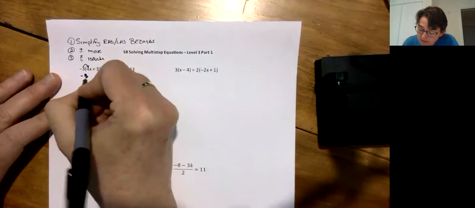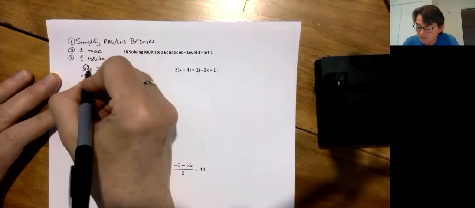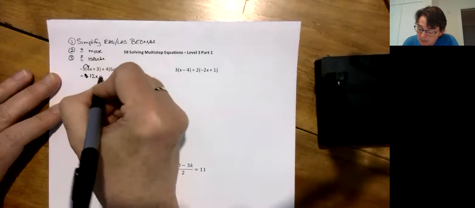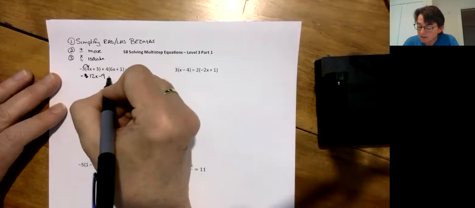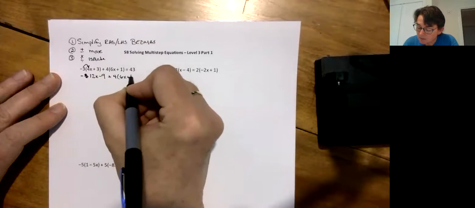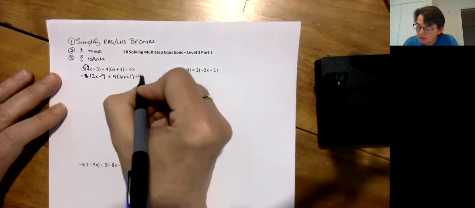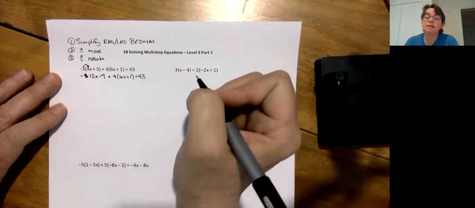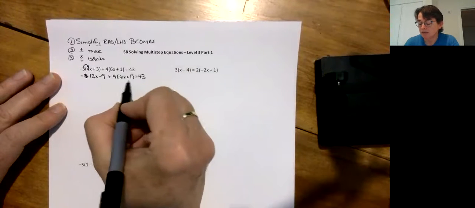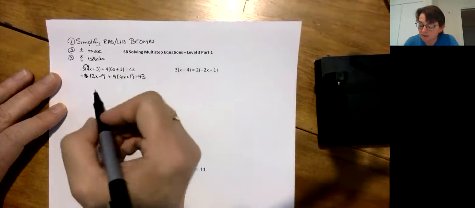Oops. Just said I'm going to use it, and then I didn't. 3 times 4 is 12x. Minus 3 times 3 is minus 9. Plus 4, 6x plus 1 equals 43. I'm doing these one step at a time. Once you get better at that, you'd be able to recognize you could actually do this step too. But I don't want to.